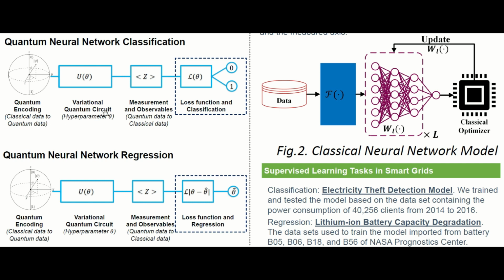In the quantum circuit, they use the hyperparameter theta. So this is quite similar to the weight in the classical neural network.